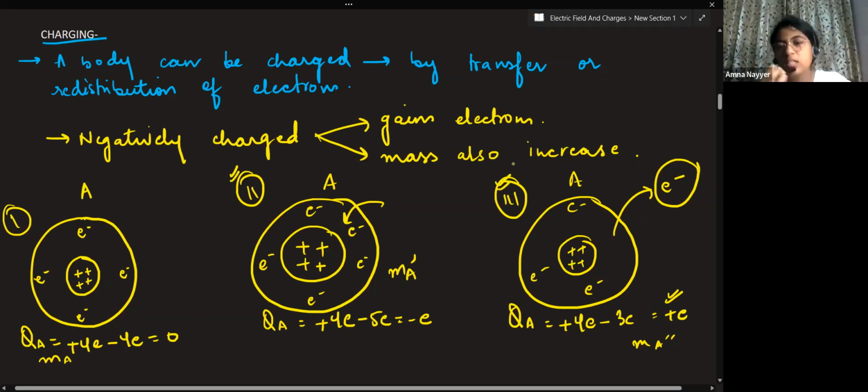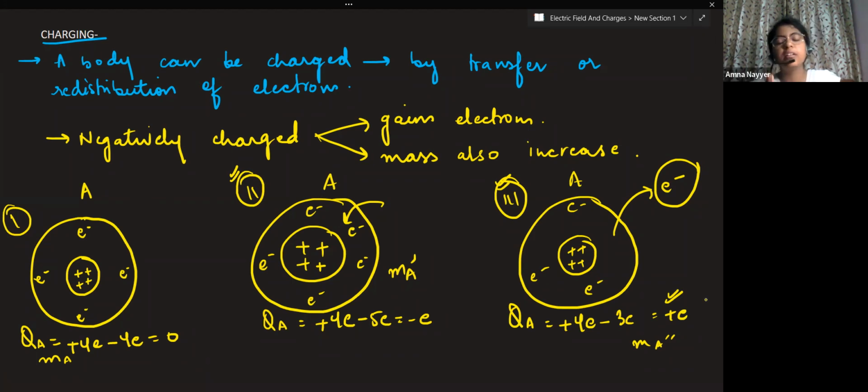Ultimately, the electrons have transferred. In this one, an electron has been added, so after the addition of the electron, it must have redistributed the charges, and it becomes negatively charged. In this third figure, an electron has been removed. That's why the removal or deficiency of electrons leads to positive charge. So this is the very basic definition of charging.